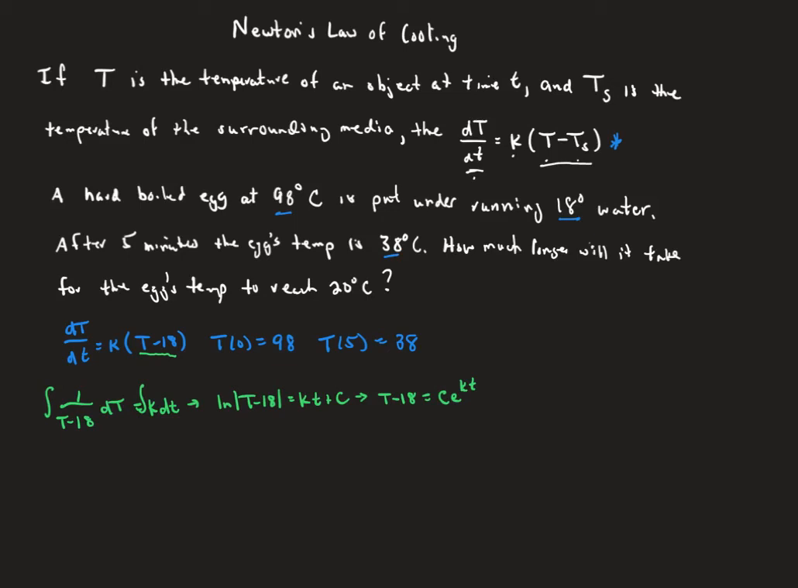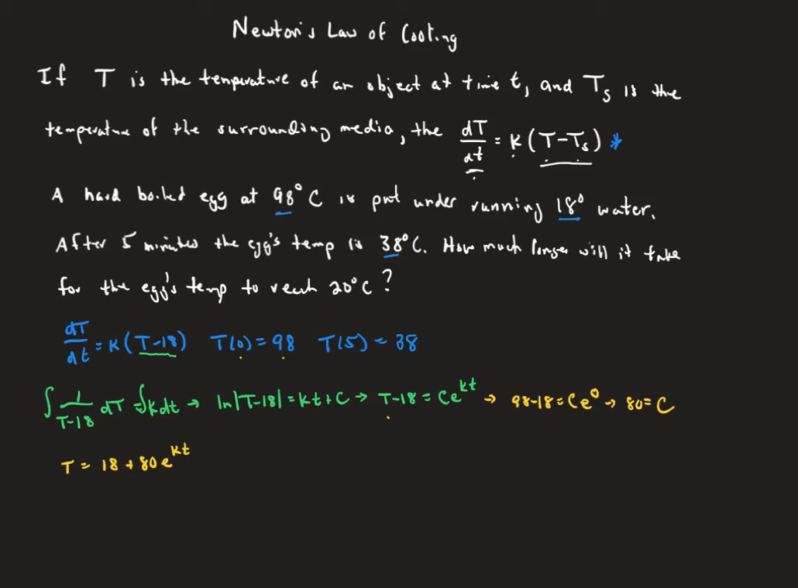And now we're going to use some of our initial conditions. So using T of 0 is equal to 98, we're going to get that 98 minus 18 is going to equal C e to the 0. So that is going to tell us that C is going to be 80. So now we know a little bit more. I'm going to say T equals, adding the 18 to the other side, 18 plus 80, which was our C, e to the kt, and we still need to solve for the k.